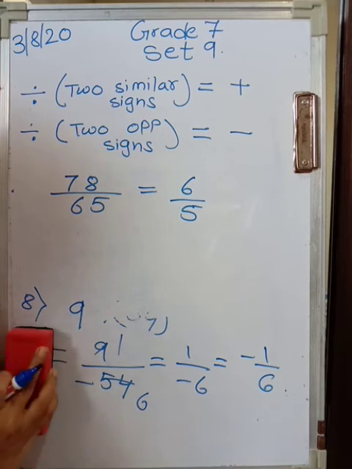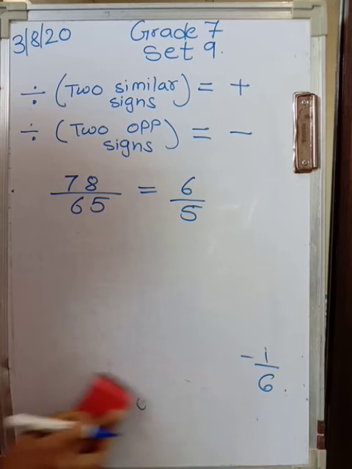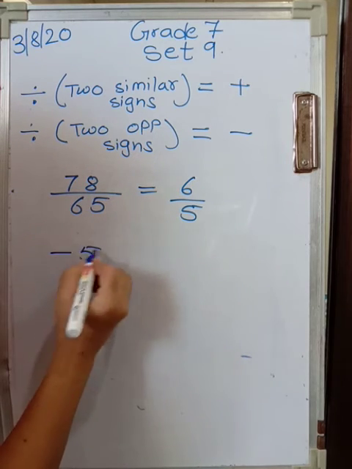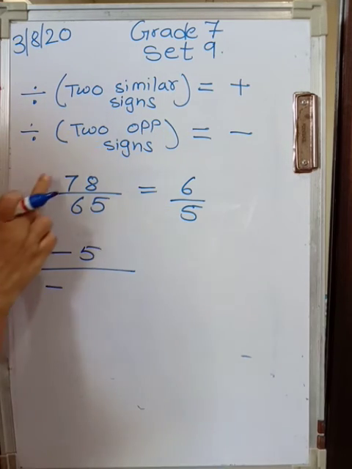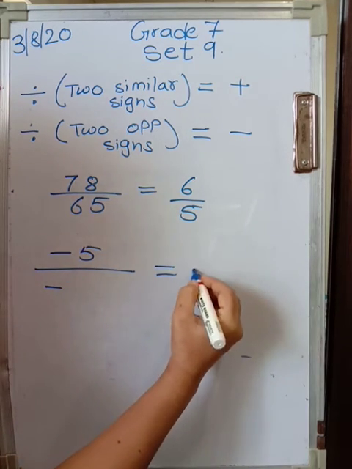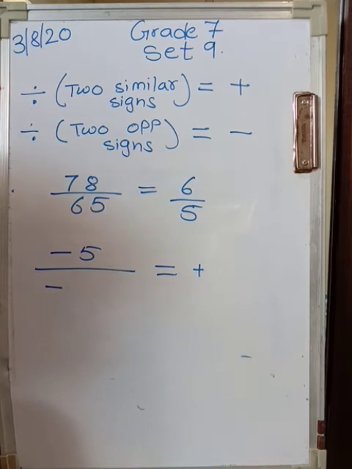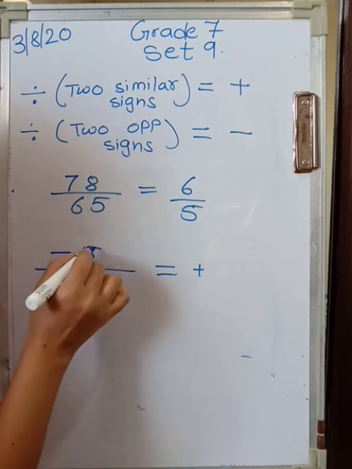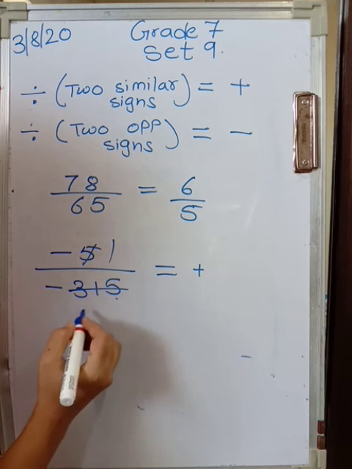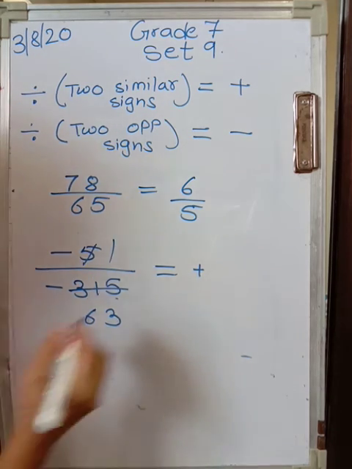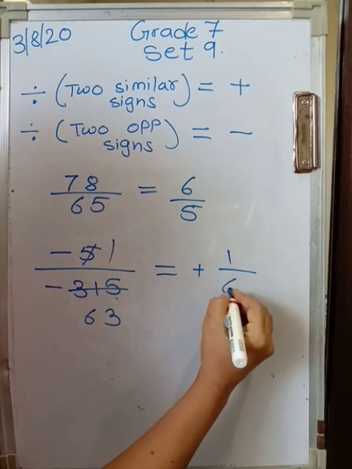Okay. Now next, the last problem we are doing now. Minus 5 divided by minus 315. Here see, both similar signs, so the answer will also have a plus sign. Let us see how much we are getting. The ending is 5, so it is divisible by 5. 5 ones are 5, then we have 5 sixes are 30 and 5 threes are 15. So at the end we have plus 1 upon 63.